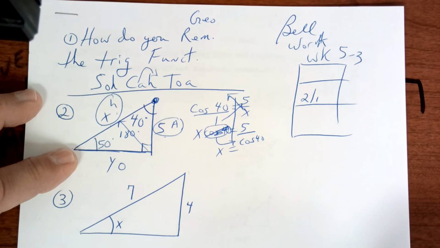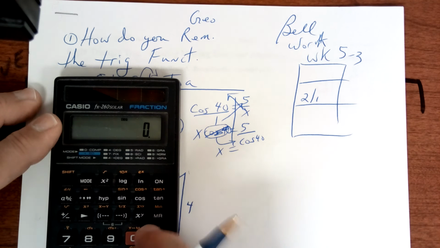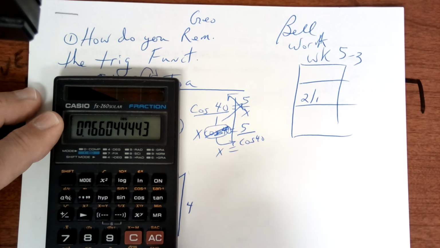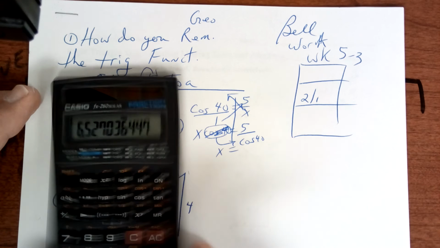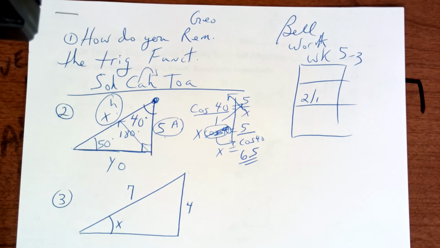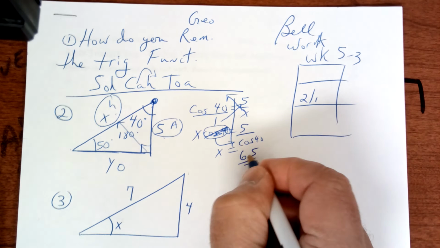Take your calculator. 5 divided by 40 cosine. Press equals. Make sure you press equals. I get 6.5. If you don't get 6.5, raise your hand and ask for help. Okay? Let me know what you need.